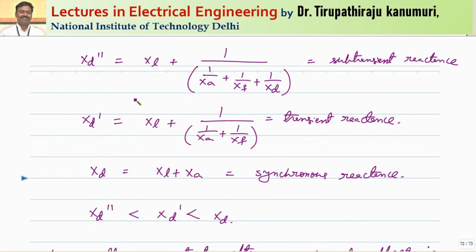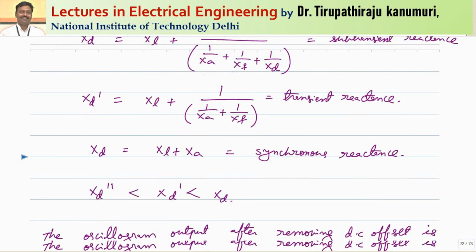So we can say that under the subtransient condition, we represent the equivalent reactance by XD double dash, which is equal to XL, the leakage reactance, plus the three reactances connected in parallel. It will be this one. This is called the subtransient reactance. After some time XD is disconnected, so only XA and XF are there. This is called the transient reactance. After some more time, we reach the synchronous reactance or the steady state reactance.